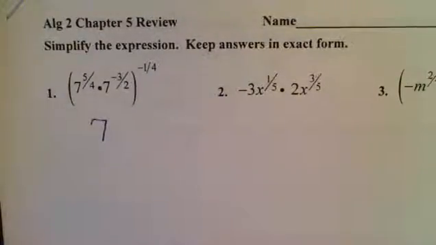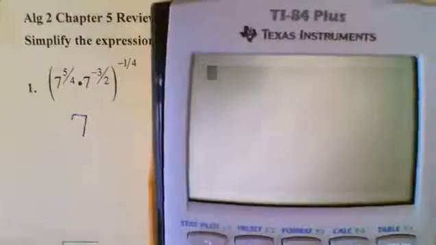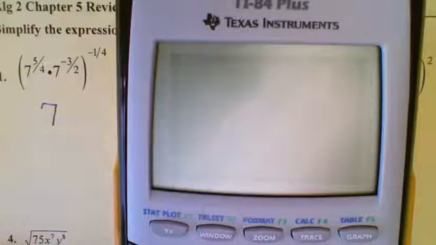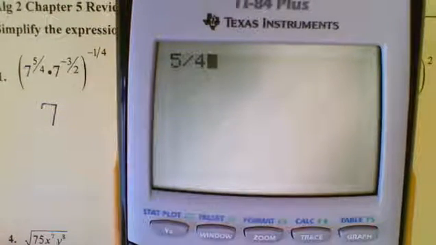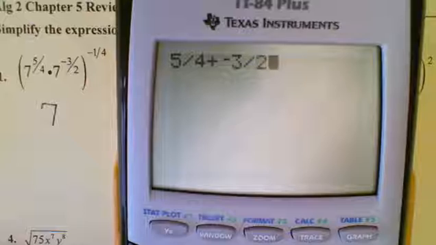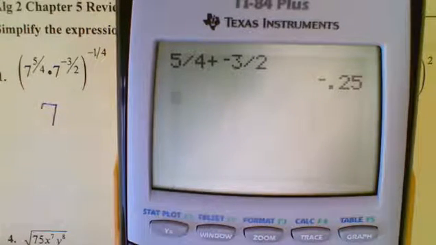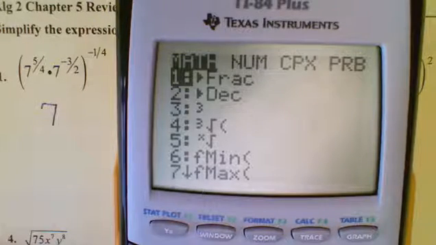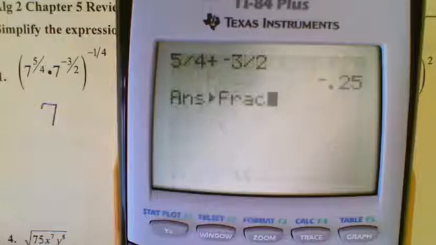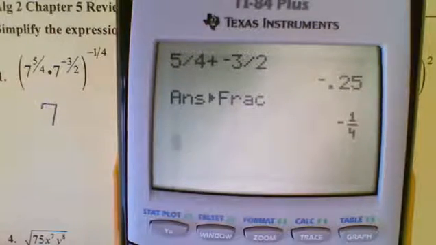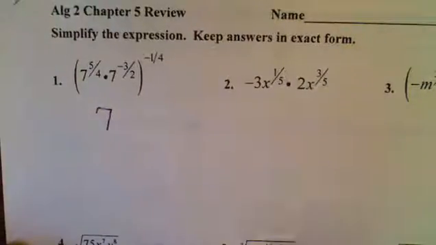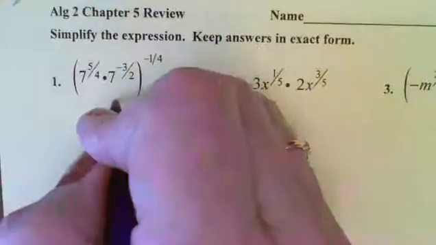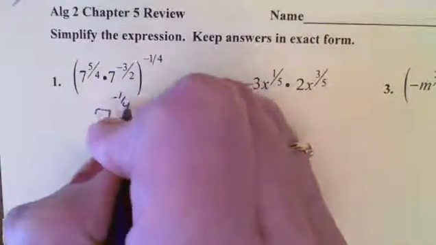So don't be afraid to use your calculators. Some of you are trying to do this without your calculator. Take 5 divided by 4 plus negative 3 divided by 2. I'm just adding the exponents. And I don't really want to leave it as a decimal, so remember you hit the math button. When you hit that math button, you go to convert to fraction. Negative 1/4.